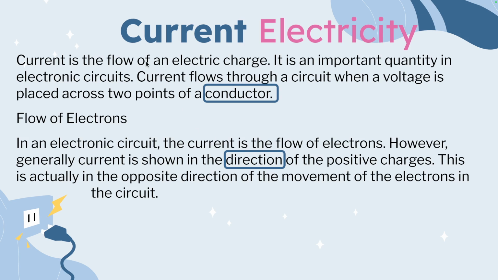Yesterday we were looking at static electricity, and today we're going to look at current. So as we look at current, we first need to know what current is. Current is the flow of an electric charge. That's important to keep in mind. It's an important quantity in electronic circuits. Current flows through a circuit when a voltage is placed across 2 points of a conductor.